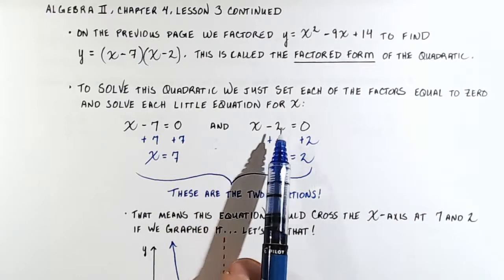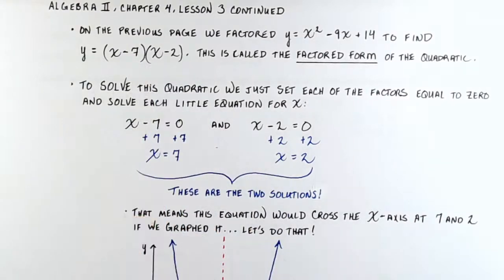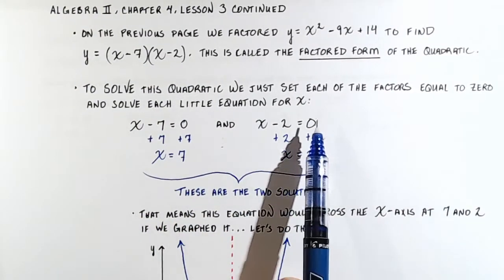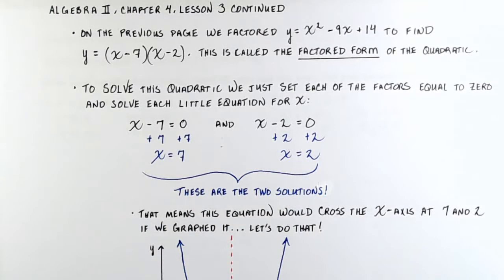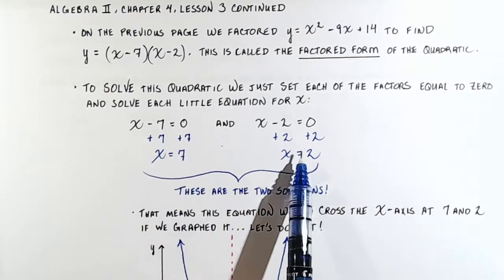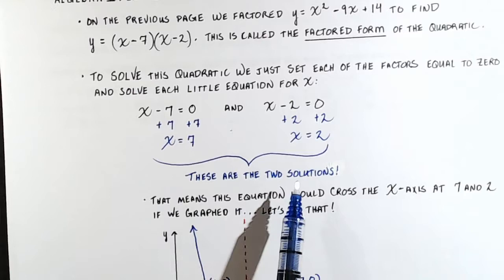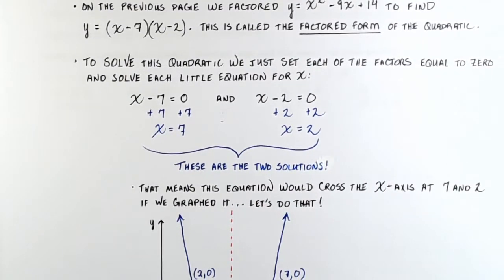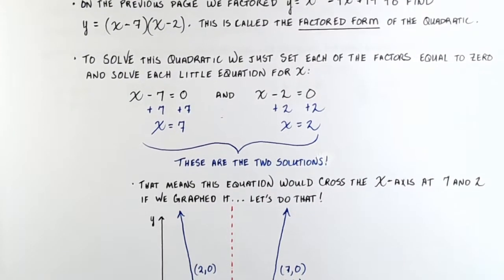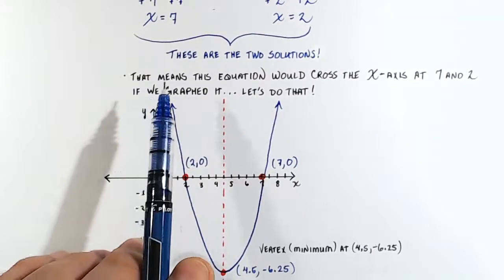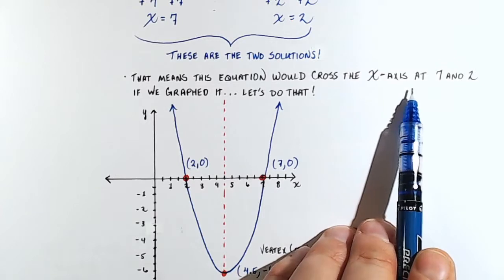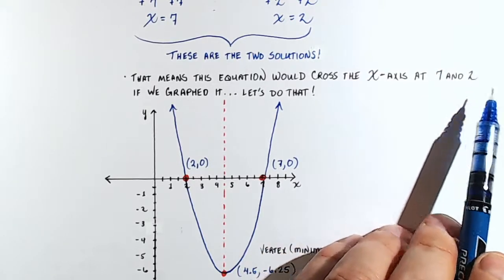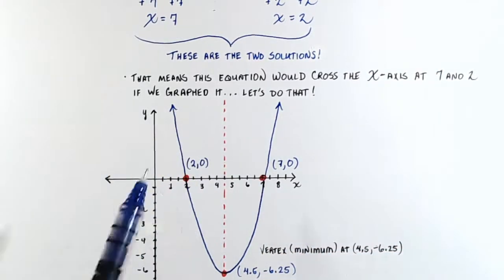Next, I have x minus 2. That was my other factor up here. I set that equal to 0, drop the parentheses, and add 2 to both sides to get x equals 2. So x equals 7 and x equals 2 are the two solutions to our quadratic equation. This means that this equation would cross the x-axis at 7 and 2 if we graphed it. So let's do that.